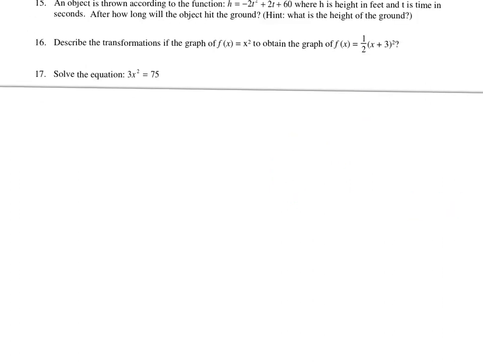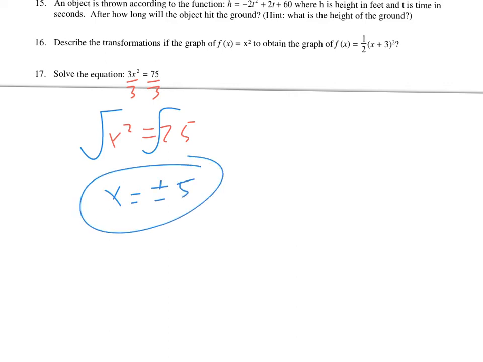Next up, number 17, we want to solve with square roots. So I'm going to divide each side by 3. So x squared equals 25. And then I'll square root both sides, and x would equal plus or minus 5. Since I created the square root, I have to put a plus or minus. You could list those separately or as plus or minus.